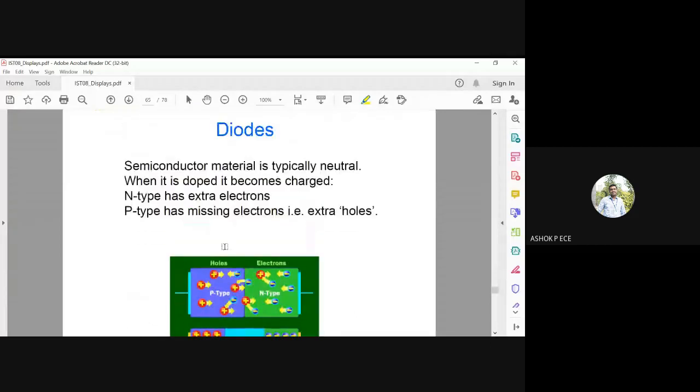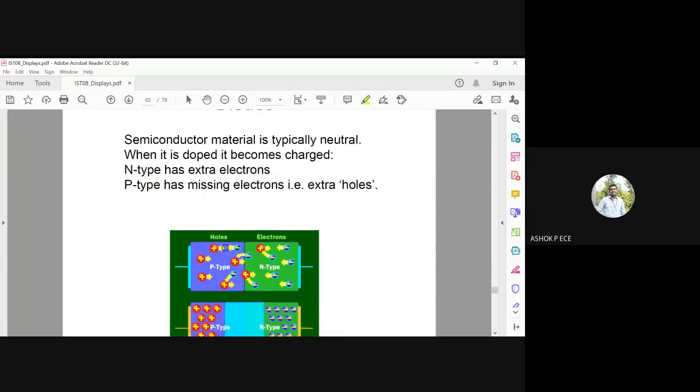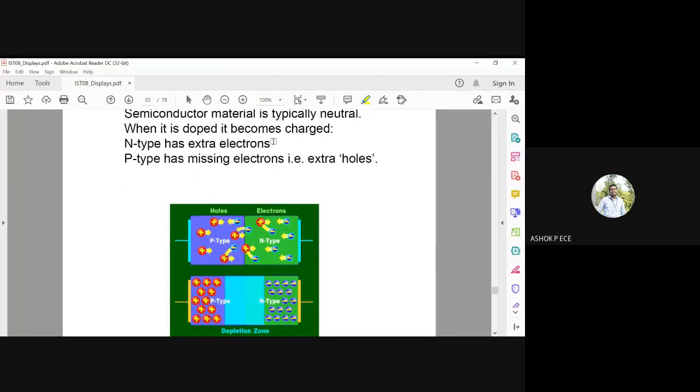And this is the basics of a diode. A diode is made up of semiconductor materials. It is typically neutral, and I'm going to dope it. When you dope it, it gets extra charge. You will have two regions, N and P. N type has an excess of electrons, and P type has holes.